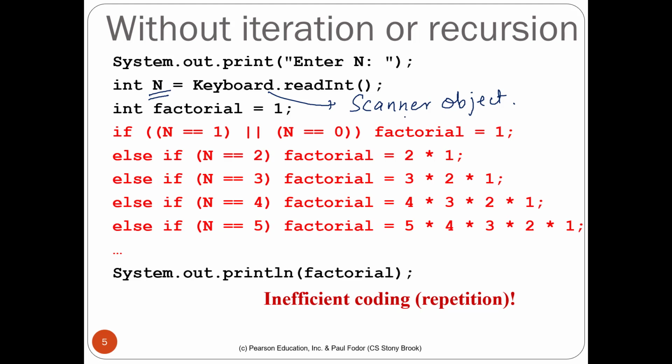And once you create that scanner object, then you can use that scanner object to invoke the readInt method. And we need readInt because factorial is something that is computed on integer values, positive integers. Okay, fine. So how do we compute that?